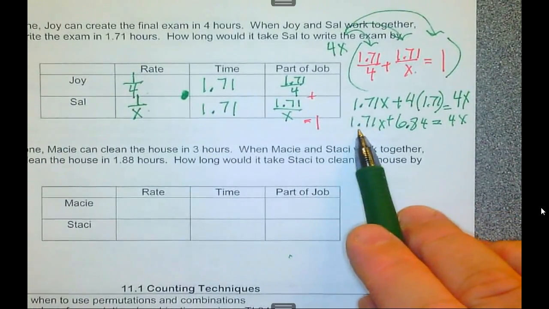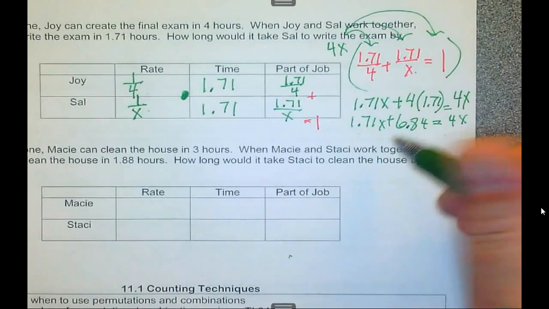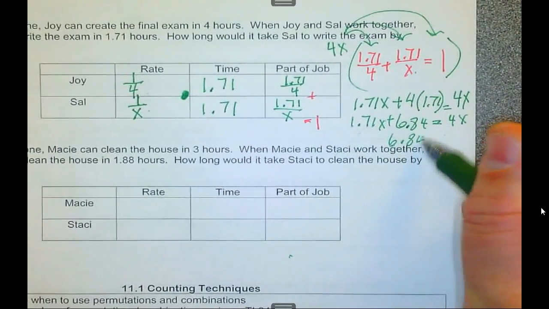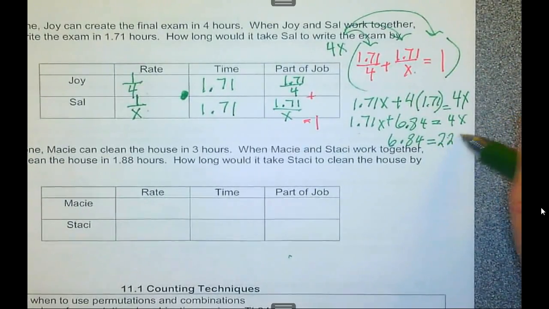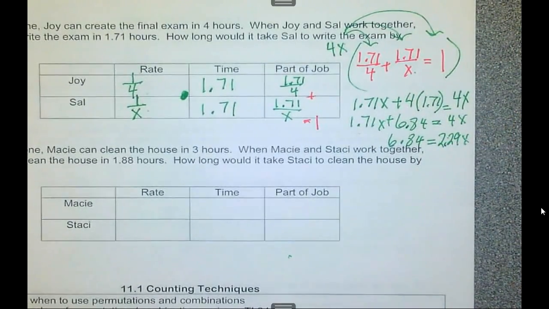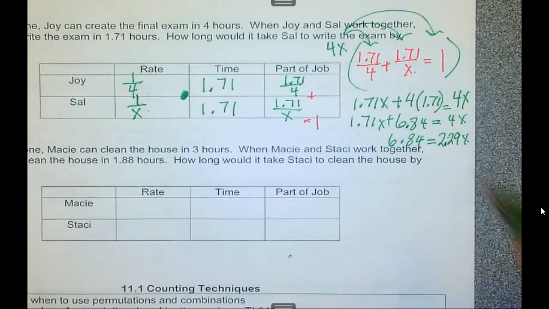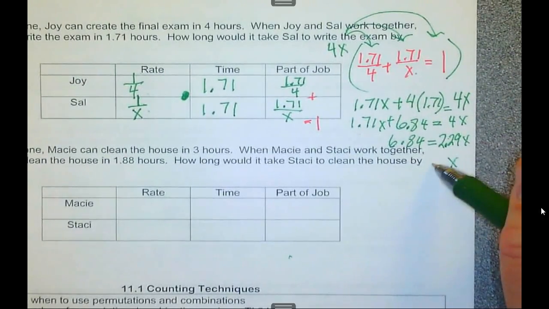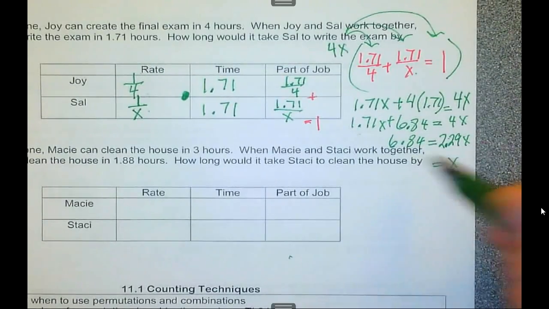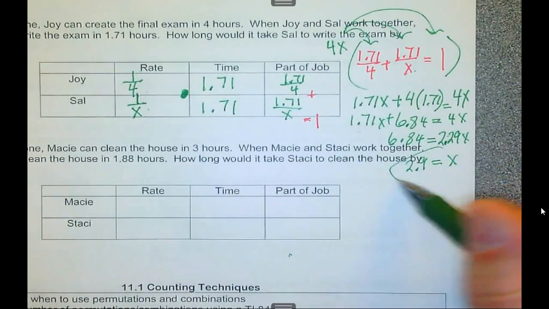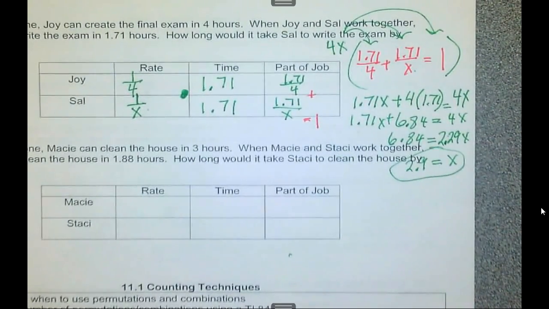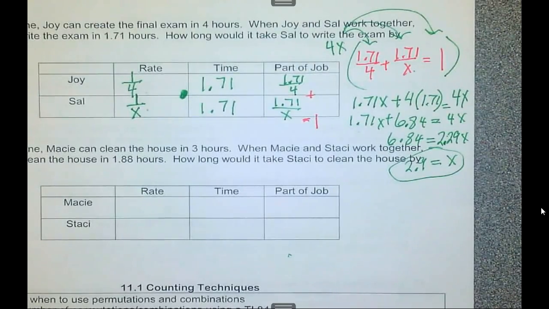Let's say I'm going to subtract 1.71x from both sides, so I get 6.84 equals 2.29x. See, I told you. Divide both sides by 2.29. What does x equal? 2.9. So you can do it in about 3 hours. Your final's coming out.